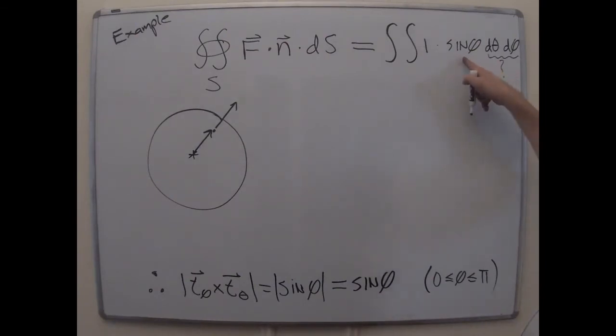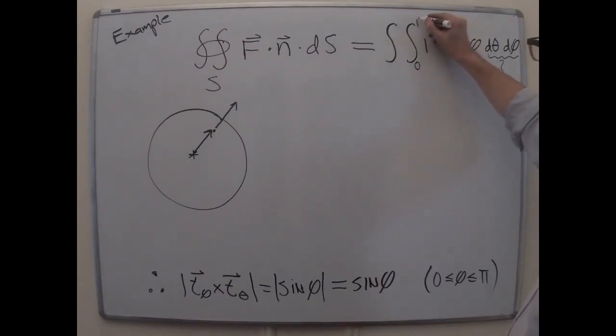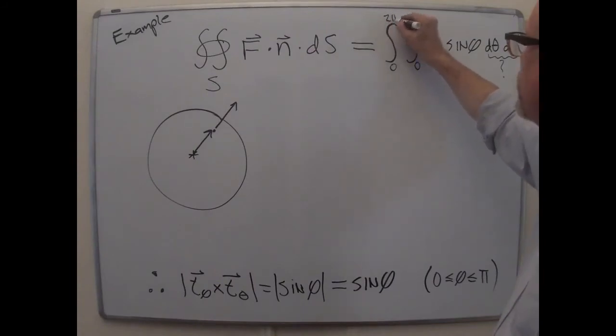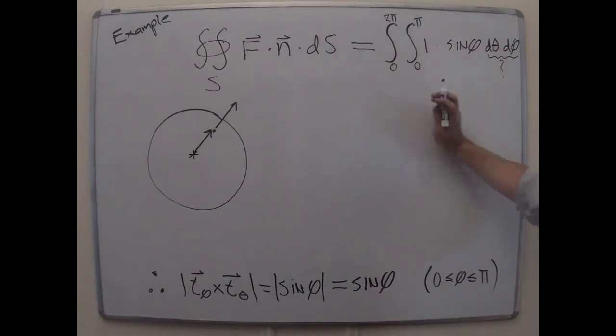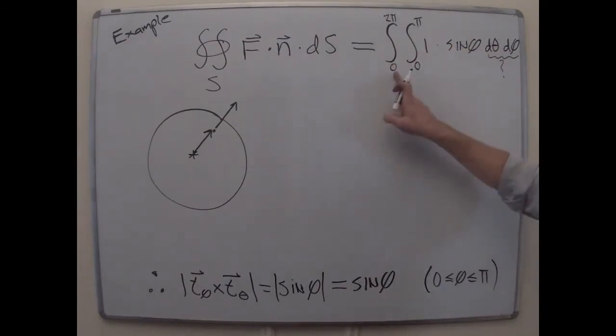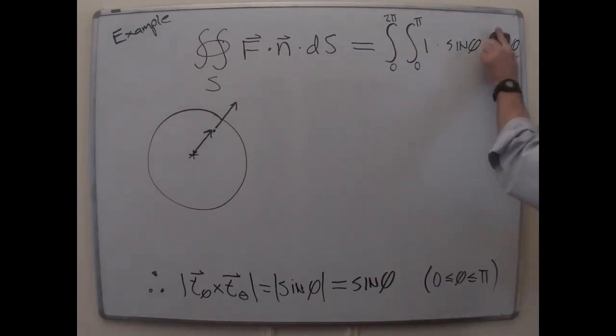If we're integrating with respect to phi first, then this is 0 to pi, and theta goes from 0 to 2 pi. The point of those limits is to go all the way from the North Pole to the South Pole in terms of colatitude, and completely around the sphere in terms of longitude. So I had them wrong here. I should have had phi and theta.